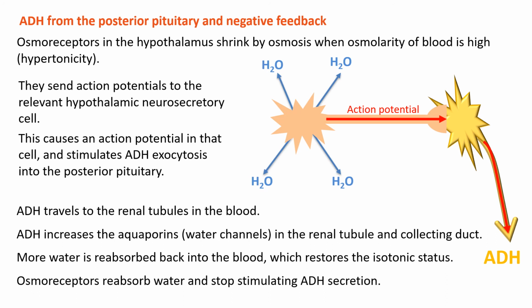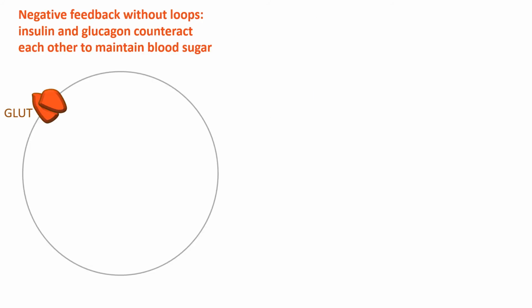So more water is reabsorbed back into the blood, which restores the normal isotonic status. Of course, when this happens, the osmoreceptors reabsorb water, and then they stop sending action potentials to stimulate the secretion of ADH. So this is another non-loopy negative feedback mechanism. Insulin and glucagon counteract each other to maintain blood sugar within homeostatic levels.